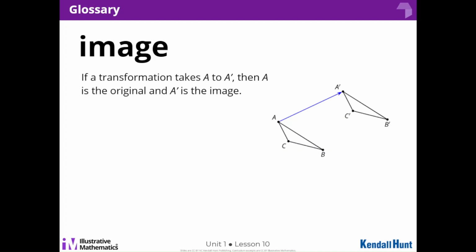The one that just has the letters is what we consider the original shape. That's where we started. The shape that has the prime letters is now considered to be the image because it's the new placement of the triangle that we created.